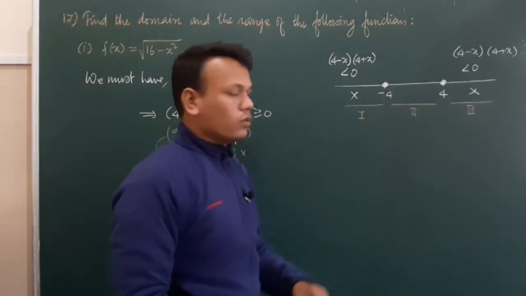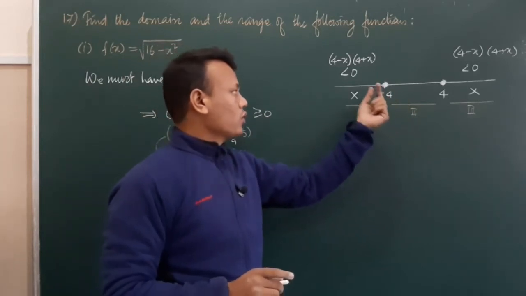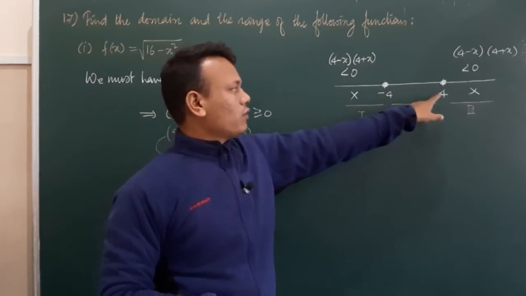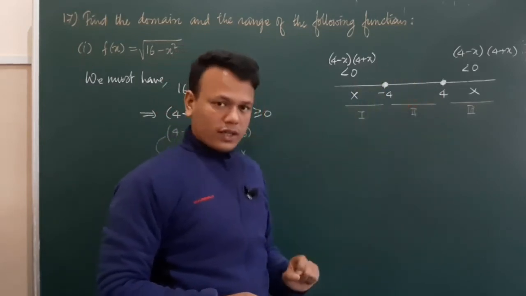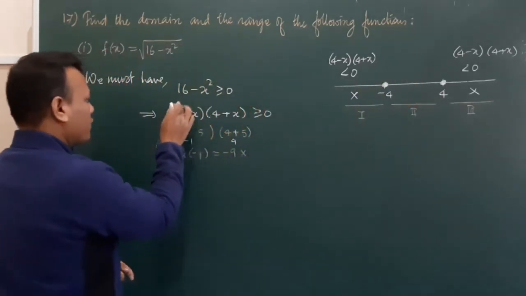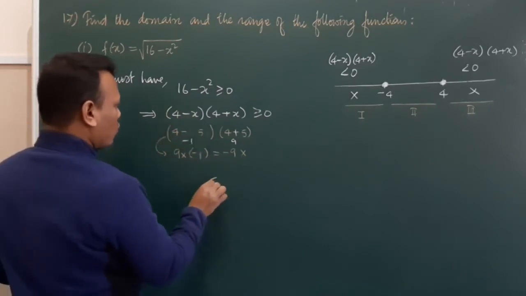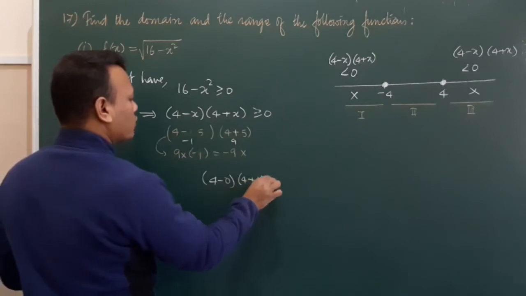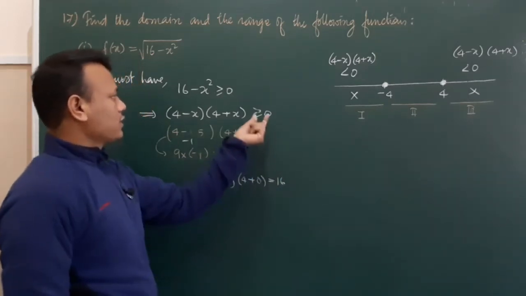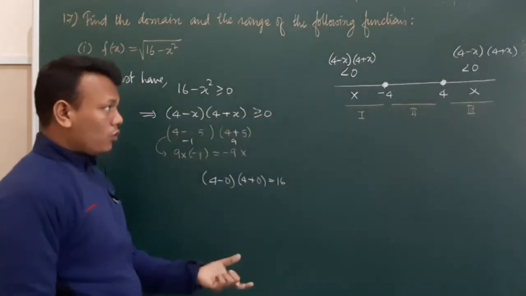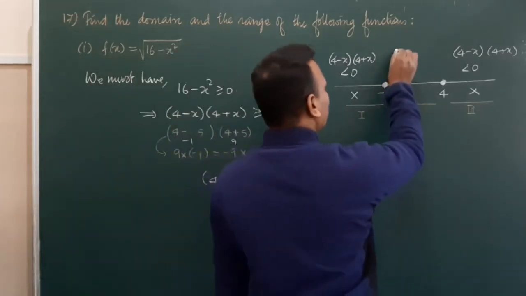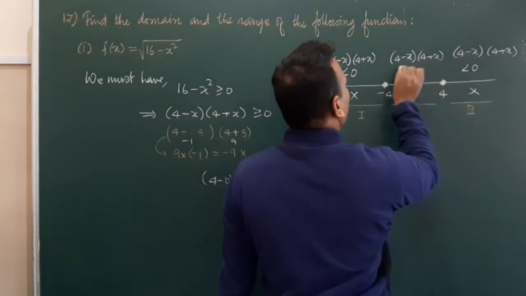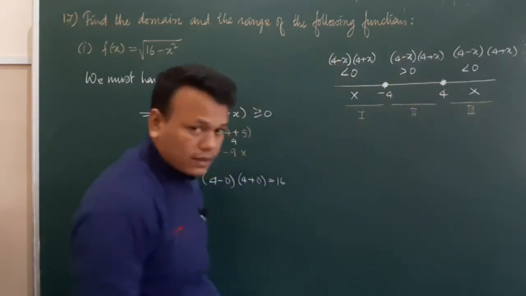In region 2, see here carefully, choose any number. For example, you can choose 0, because in between minus 4 and 4 we have 0 as well. If I put the value of x to be 0, then this becomes 4 minus 0 into 4 plus 0, which is equal to 16, isn't it? And 16 is greater than 0. So choose any number here, you will find that 4 minus x into 4 plus x is always going to be greater than 0.